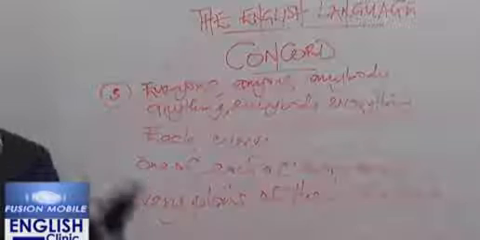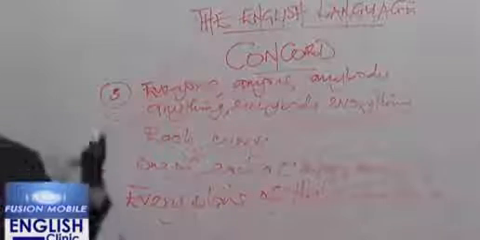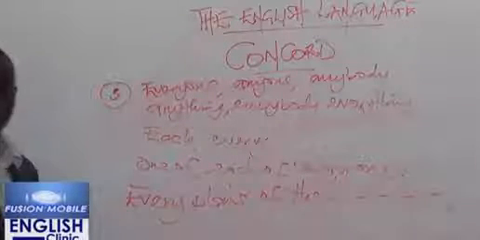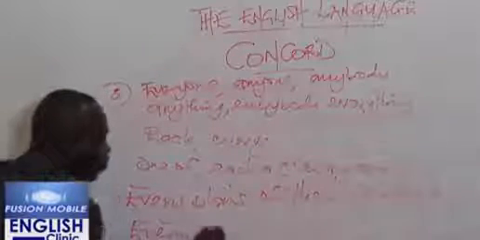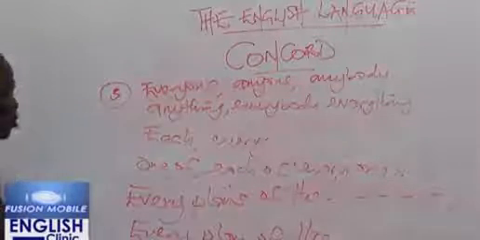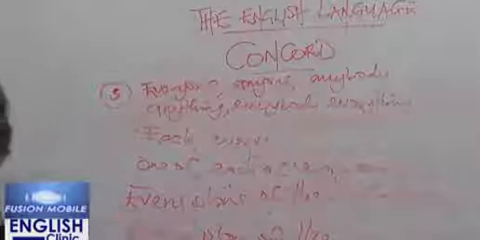Just like it would be very wrong for me to say every man have come. I can simply say every man has come. So I can't say every plans of the devil. It is wrong. It must be what? Every plan of the devil, and so on and so forth. So it must go with what? With a singular noun. Let me give us another example.